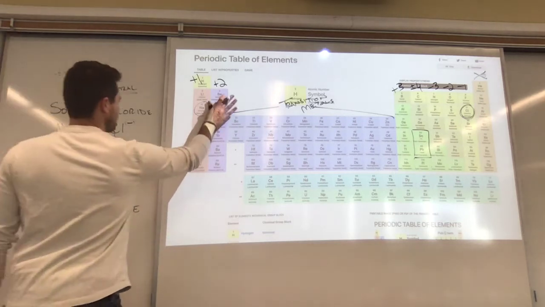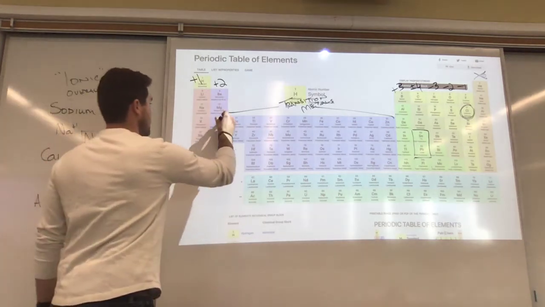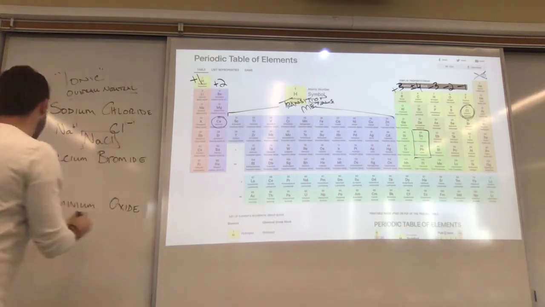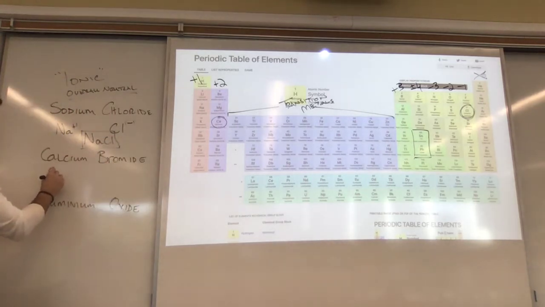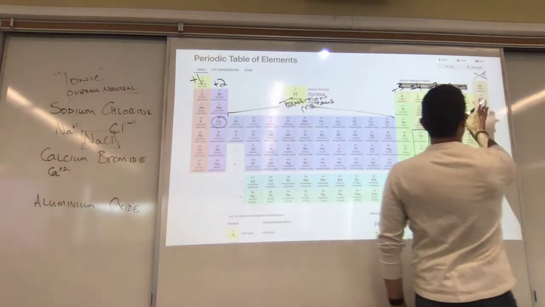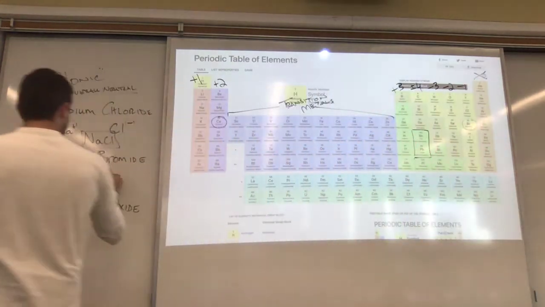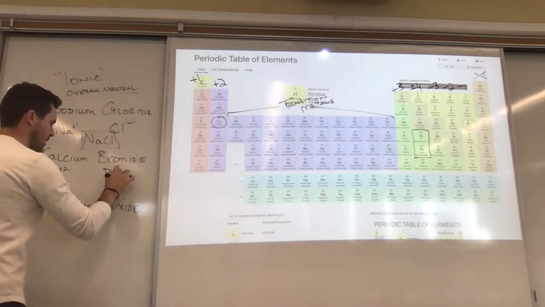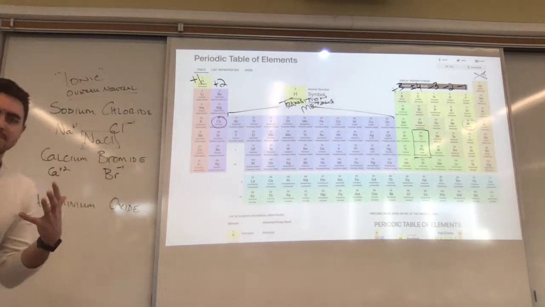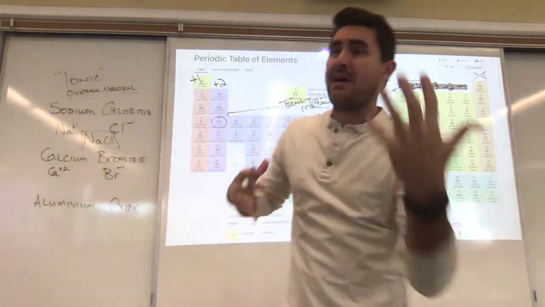Let's try another one. Calcium bromide. Let's follow the steps. Where's calcium? There's calcium. It's a +2 charge. Calcium, Ca+2. Bromine, where's bromine? Right below chlorine. Found it, element 35. It's got a -1 charge, Br-1. Ask myself the question again. How many calciums will I need to balance out bromine?